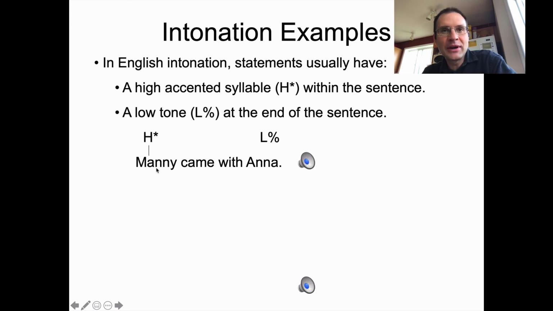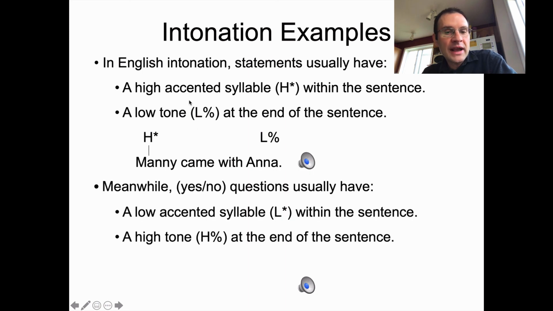Yeah, like maybe somebody asked, well, who came with Anna to the dance? Manny came with Anna. Right, that works. And you maybe can hear there's a higher pitch in my voice for the stressed syllable in Manny, and then my voice trails off down to the low end of my pitch range at the end of the utterance. Manny came with Anna. You can contrast that with a yes-no question, which is a question that has an answer of either yes or no. Normally the way those work is that you have a low accented syllable somewhere within the sentence, and then you have a high boundary tone at the end of the sentence.